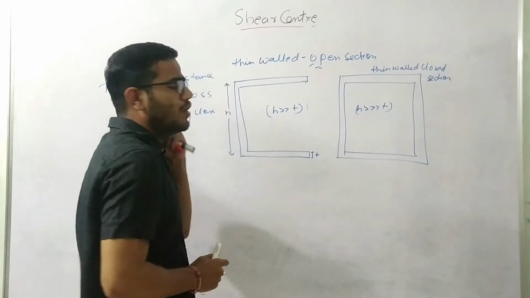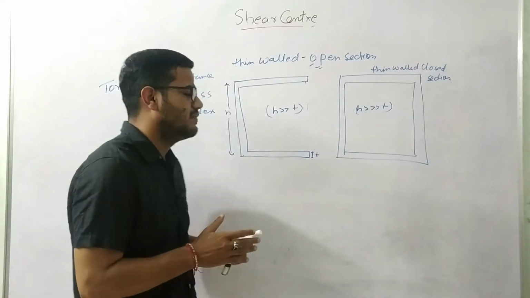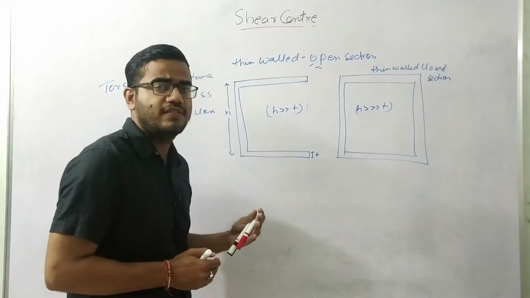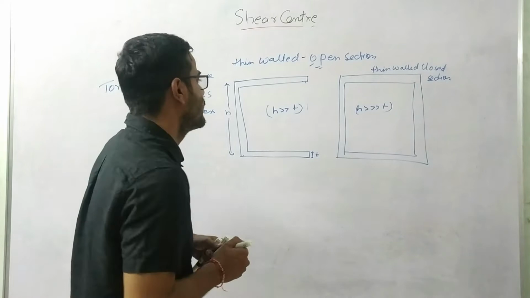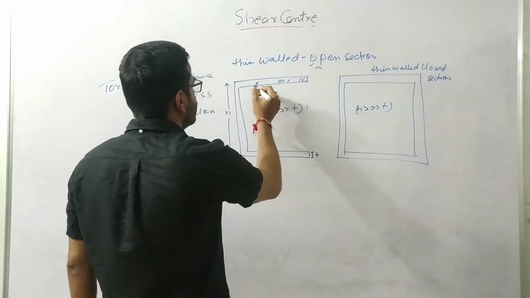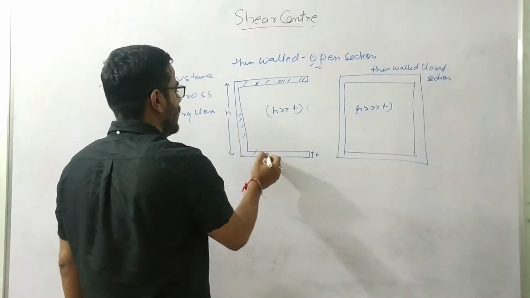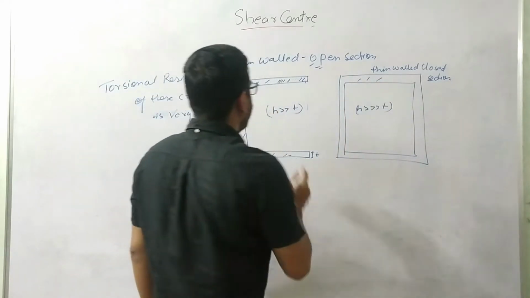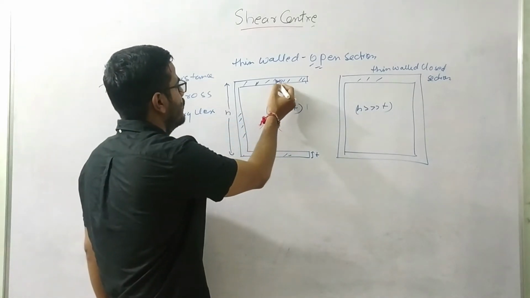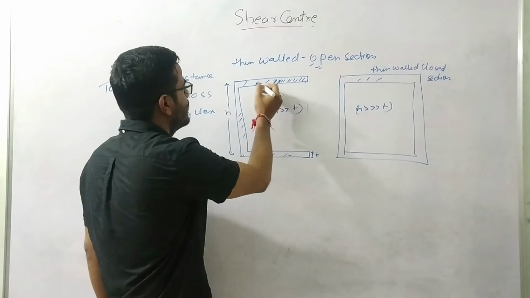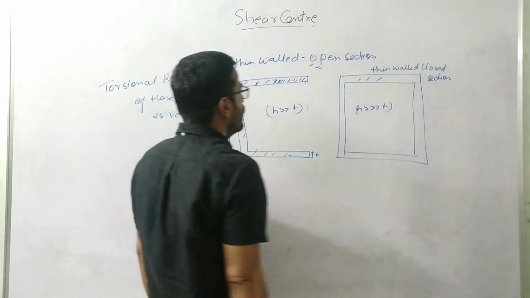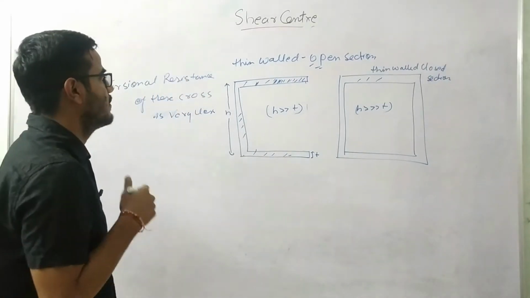Why is it very less? Because, as you guys have studied in strength of materials, the torsional stresses are maximum at the periphery of the cross section. So these are the regions where the torsional shear stress will be maximum. But while the torsional stresses are maximum at this portion, we are providing very less thickness at this point. So these types of cross sections are very susceptible to torsion.